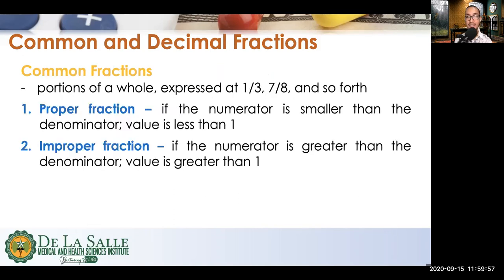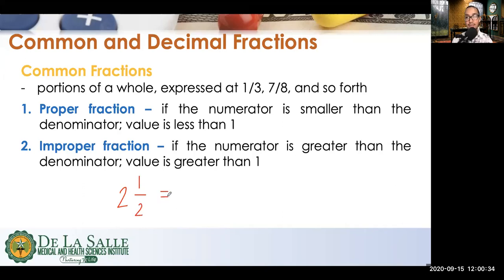Okay, so next is fractions. Remember that fractions have two types. You have the proper fraction and the improper fraction. The proper fraction has a value less than 1. An improper fraction has a value greater than 1. In the proper fraction, the numerator is smaller than the denominator, while in improper fraction, the numerator is greater than the denominator.